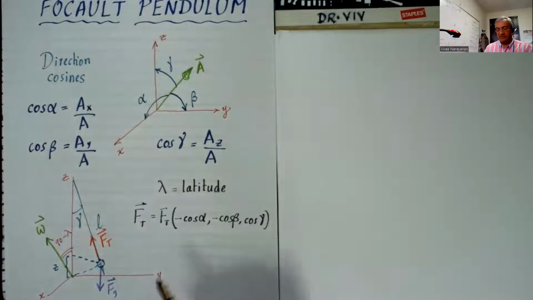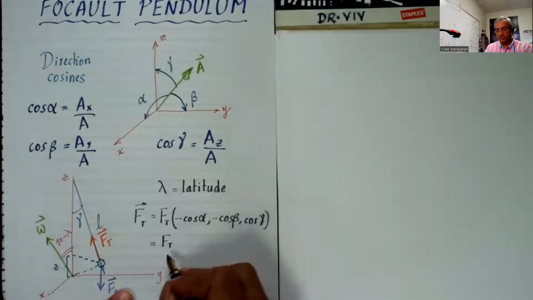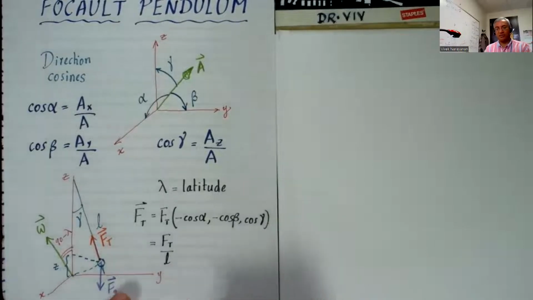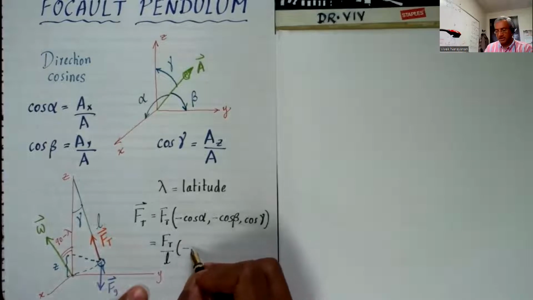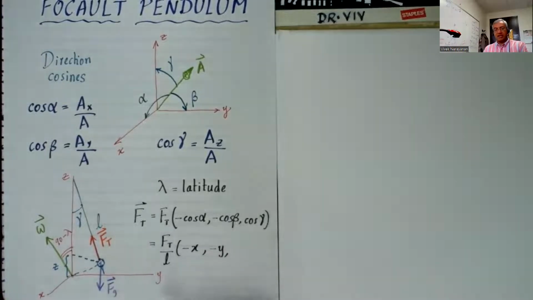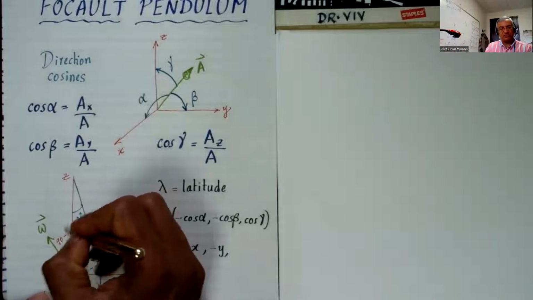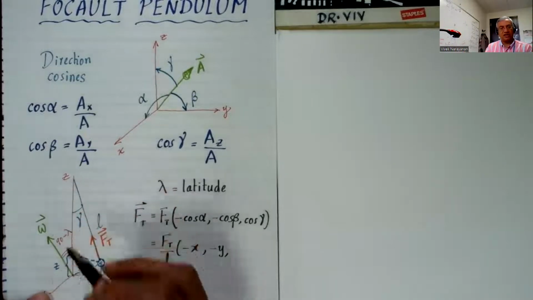Now, cosine alpha is just x over L. So what I'm going to do is take L outside because all of these cosines have something over L. And that gives me negative x, negative y. And here, cosine gamma is adjacent, which is this distance.